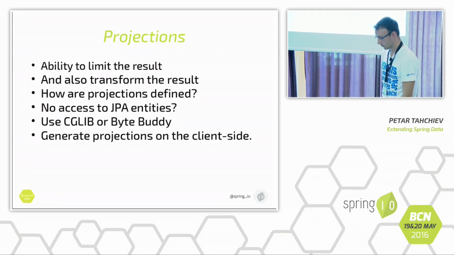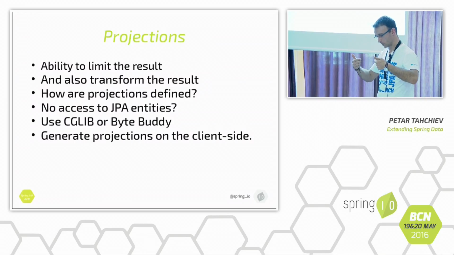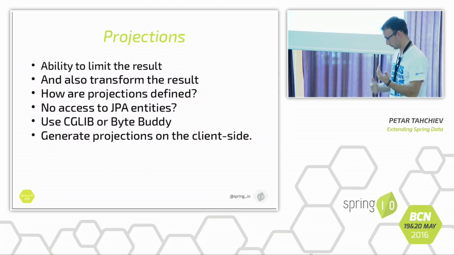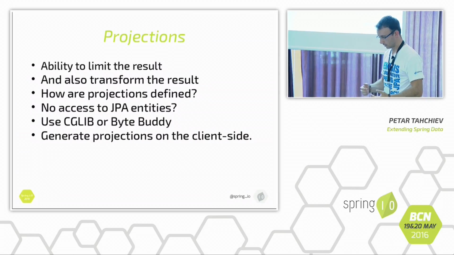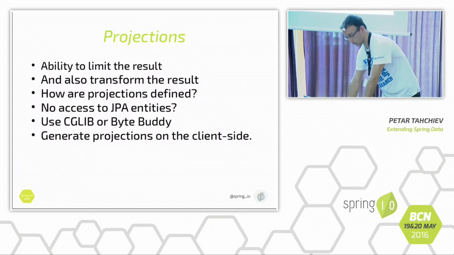We used ByteBuddy because ByteBuddy is a newer library and it supports annotations. You can create classes in memory with annotations on them. However, ByteBuddy is not part of Spring Core. So when I started integrating it, I lost a couple of hours with some random exceptions. I couldn't figure out what was happening. And then we went for a third approach, which is to generate projections on the client side.